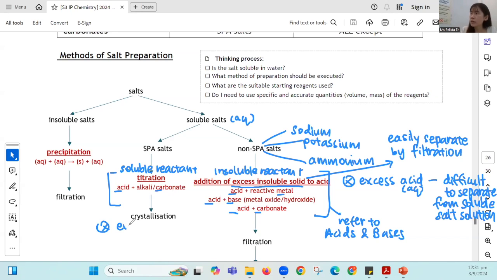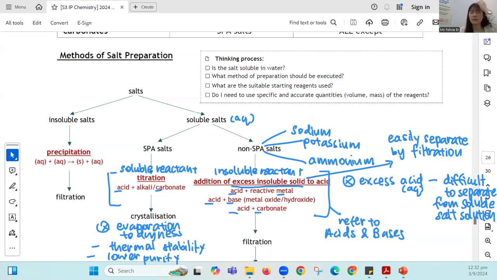Okay, so I'll just write it down over here. Usually, we don't carry out evaporation to dryness. Why? Because we're not sure about its thermal stability. You can't possibly go and memorize every single salt, whether it is stable to heat or will decompose. So that's why we don't do evaporation to dryness, as it also has lower purity. Crystallization is more pure, so crystallization would be recommended, although it might be slower.